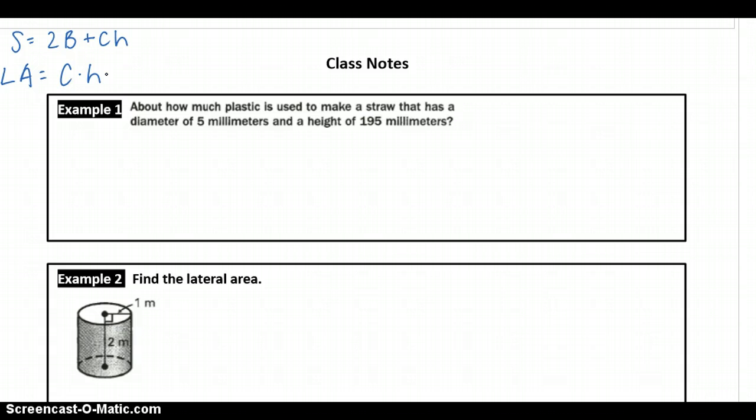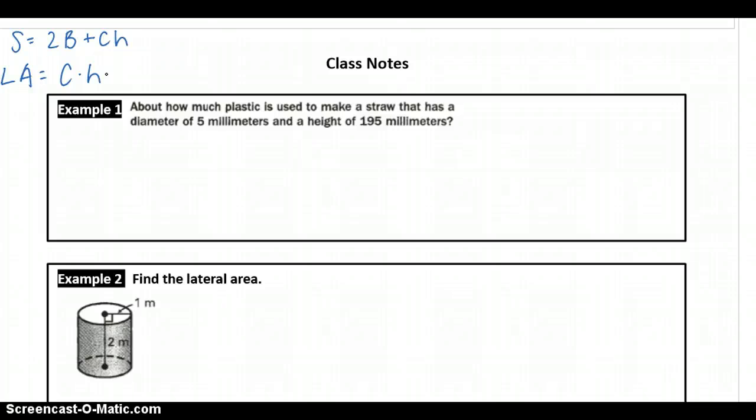But wait, if it's the same base, how do you get the circumference? You can still figure out what the diameter or the radius is of that circle that would be there. Okay? So in example 1, it asks us how much plastic is used to make a straw that has this given diameter and height. Okay? So a straw is just the sides, right? A straw doesn't have a top and a bottom.